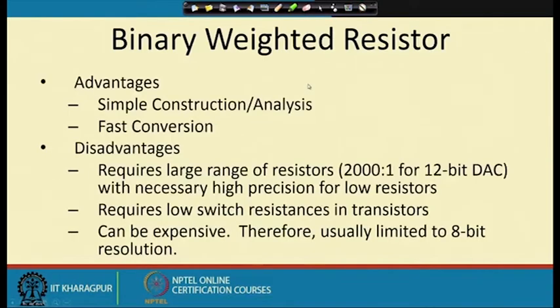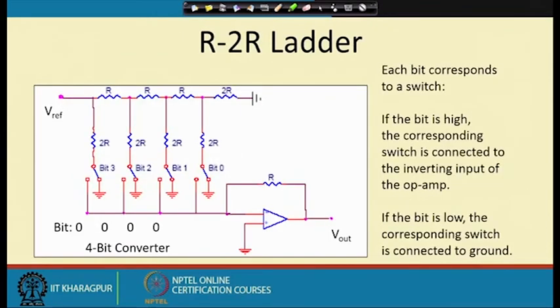So, that is the point. This switch resistance should be low, and it can be expensive because getting these resistances with good precision, particularly the resistors which have low values, may be costly. Therefore, it is usually limited to 8 bit resolution; you do not go for 12 bit. So, you normally keep it within 8 bit resolution.